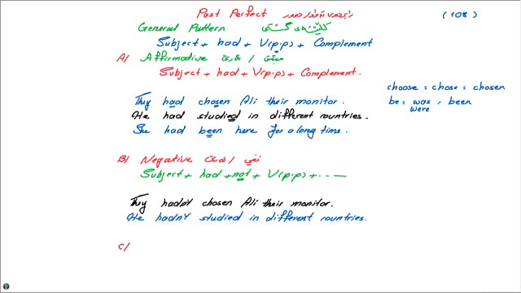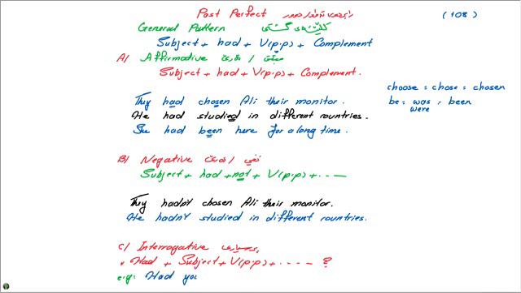See the interrogative form. Here we just front the auxiliary had, plus subject, plus the past participle of the verb, plus complement. For example, we can say had you been here before?